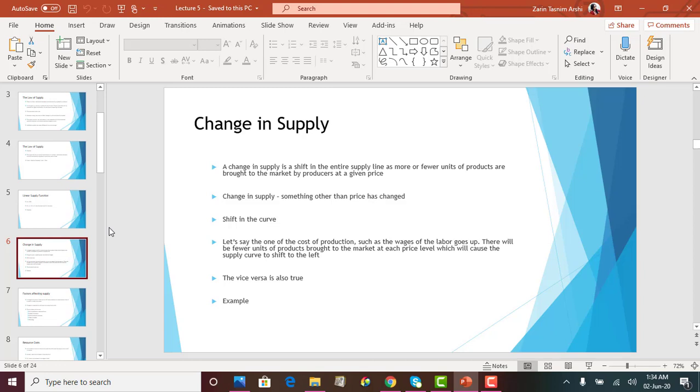So when we have a change in price, we will not have a change in supply. We will have a movement along the supply curve and a change in quantity supplied. But when there is a change in other factors, which we are going to discuss shortly, then there will be a change in supply, which will cause the supply curve to shift to the right or to the left.